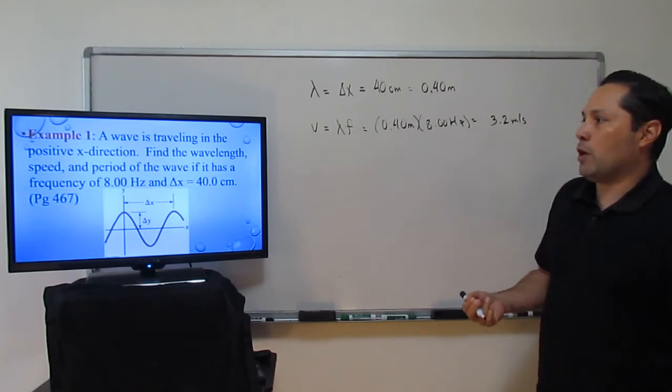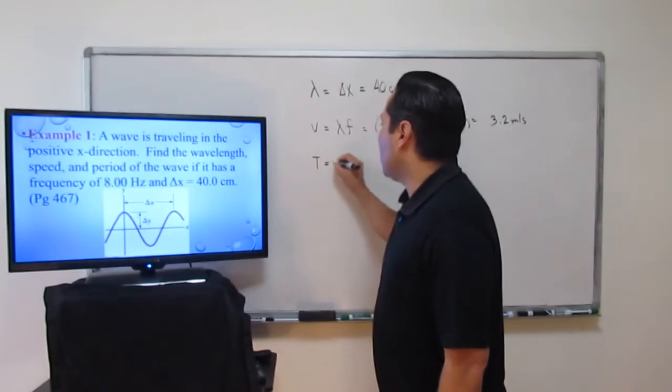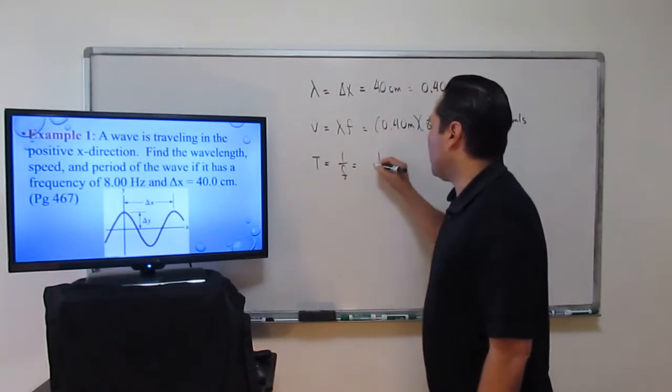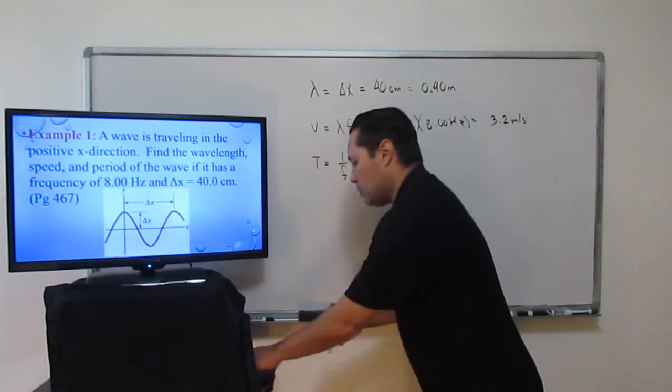Next, they want us to find the period of the wave. The period is the inverse of the frequency. So it'll be 1 over 8 hertz. That's going to give us the following.